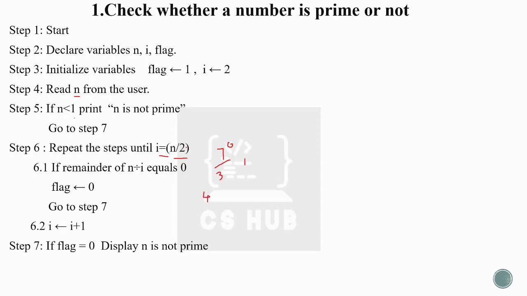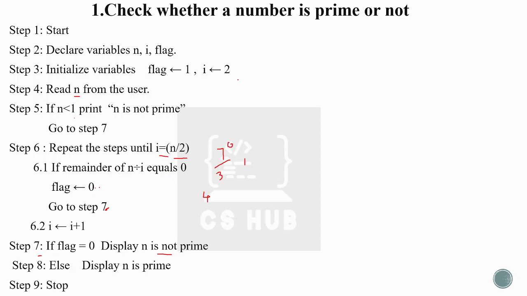After i reaches n by 2, or when the flag is set to 0, we go to step 7. In these two cases we go to step 7. In step 7 we check whether flag is equal to 0. If flag is 0, we can say n is not prime. Else, we can say n is prime, then stop. So this is the concept.